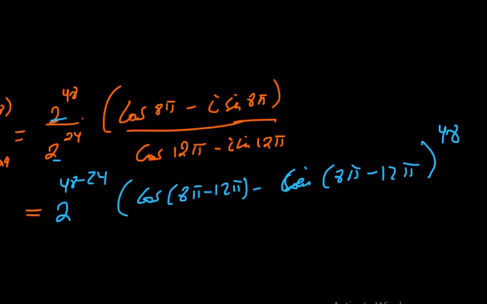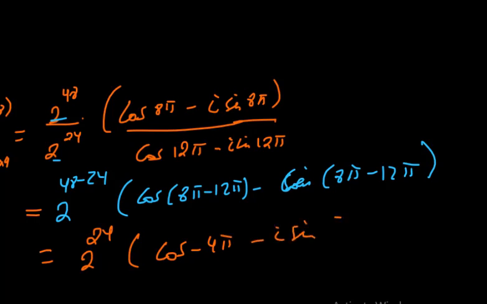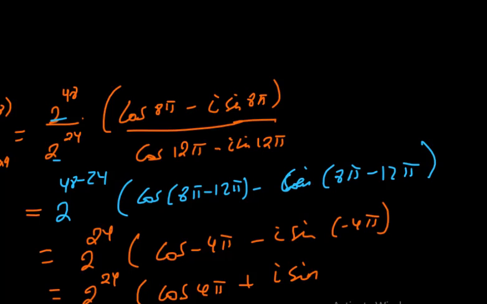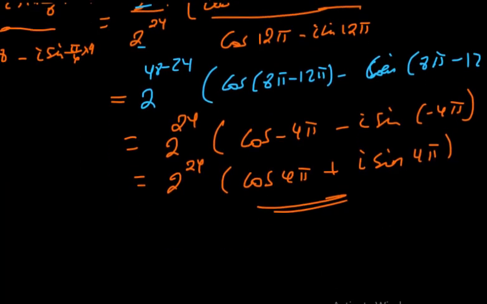We already finished the power of 48, so let's finish up. This is the same as 2 to the power of 24 into cosine of negative 4 pi minus i sine of negative 4 pi. Since cosine is even, this is the same as cosine of 4 pi, and since sine is an odd function, the negative multiplied becomes positive, so plus i sine 4 pi. So this is in short the answer in polar form.